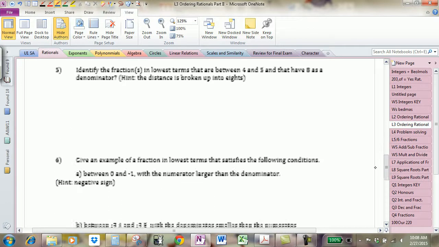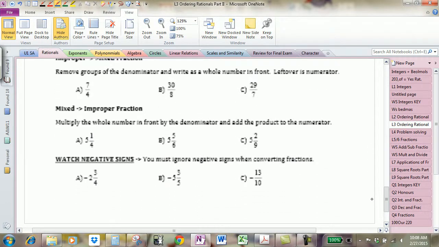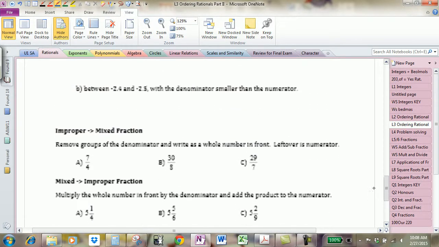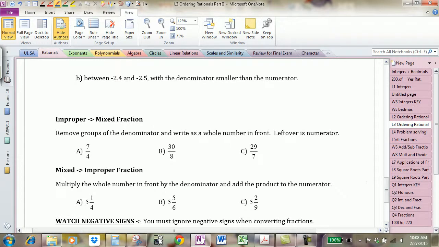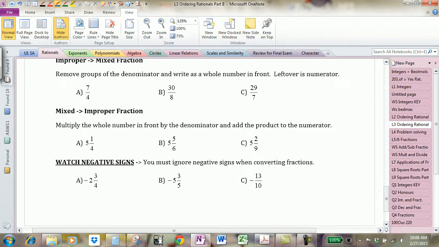We're going to go to the very bottom on the back. We're going to convert improper to mixed and mixed to improper. Let's start with this one right here, mixed to improper. So what we have is 5 1/4. Who can describe what that means? What does our 5 mean? Simeon? Yeah, there's 5 groups of 4.